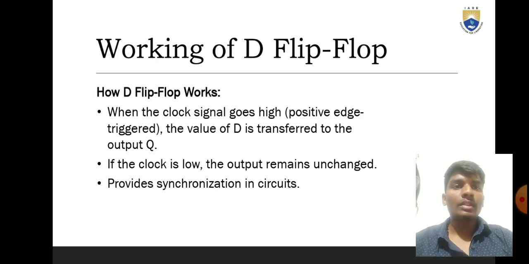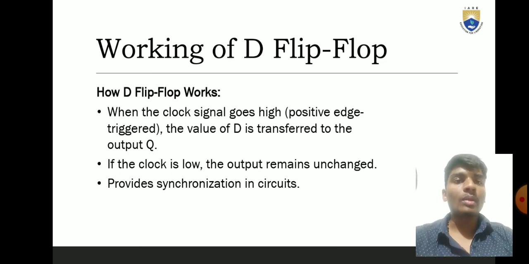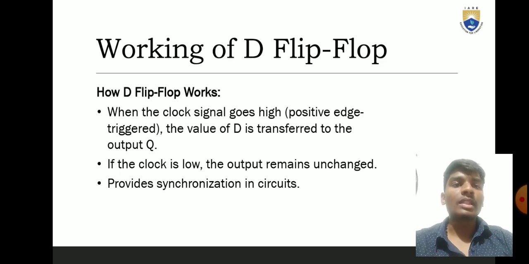So, working of data flip flop or delay flip flop. How does D flip flop work? When the clock signal goes high, that is positive edge triggered, the value of D is transferred to the output Q. If the clock is low, the output remains unchanged. Clock provides synchronization in circuits.